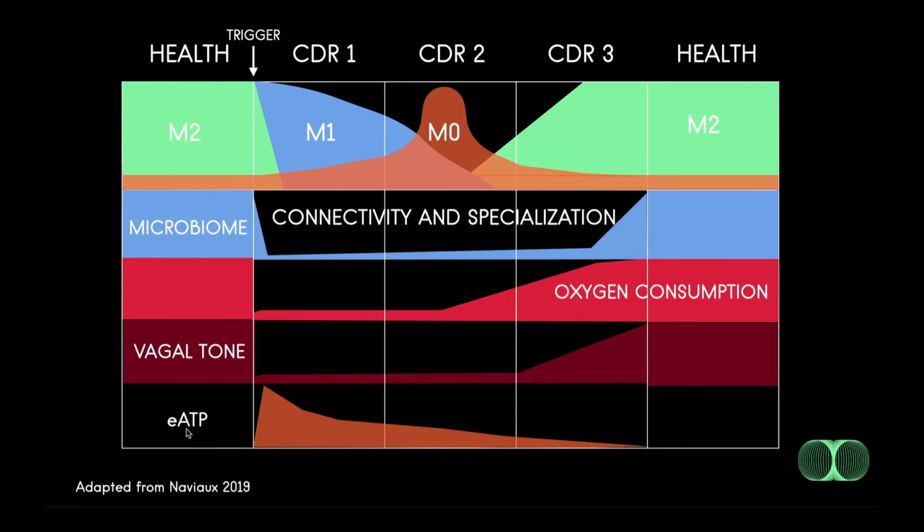So what you can see is that the extracellular ATP, that's what E stands for, goes up, and then throughout healing, it goes down. And then when it comes down here, we're now back to health.